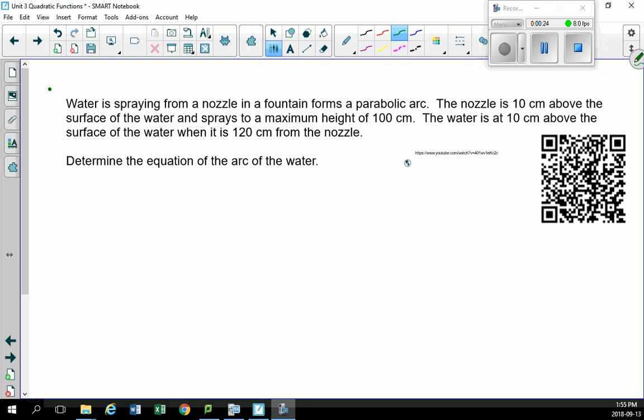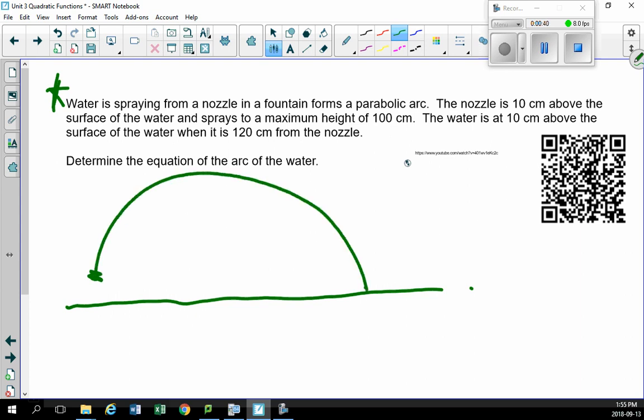So I took an example here, and I said water is spraying from a nozzle of a fountain that forms a parabolic arch. And the nozzle is 10 centimeters above the surface of the water. So here's the surface of the water right like that. Okay, you got a nozzle right here at 10 centimeters above it, spraying an arc that looks like that.